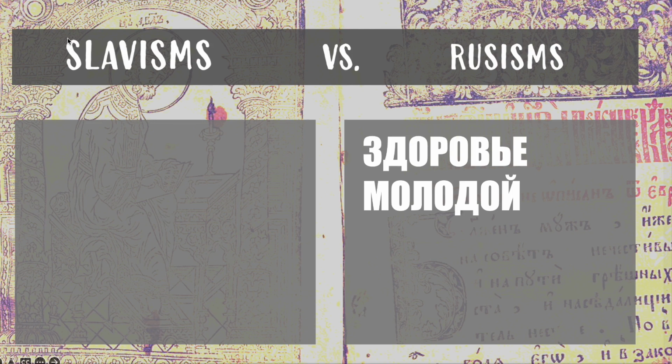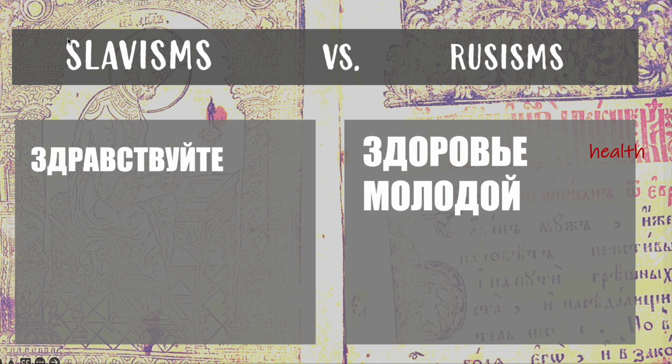Zdarovye. There we see those two vowels. That's the Russism, and that means health. And the crunched version of it is actually a word you've been saying early on since you started learning Russian, which is zdravstvuyte. So you're literally saying, be healthy to someone when you're saying hello. You're telling them to be healthy.